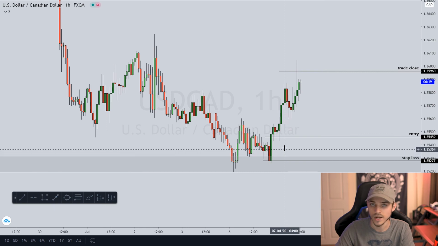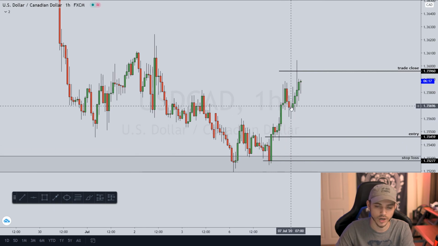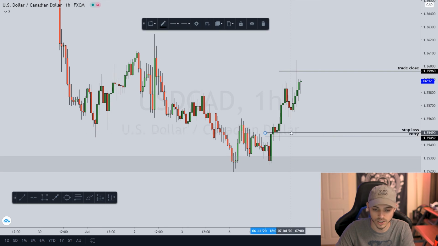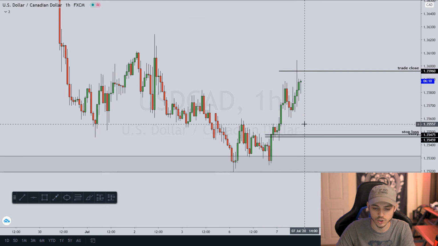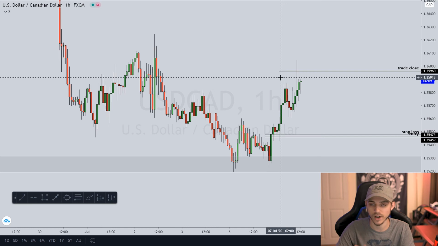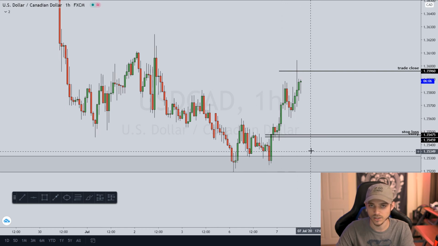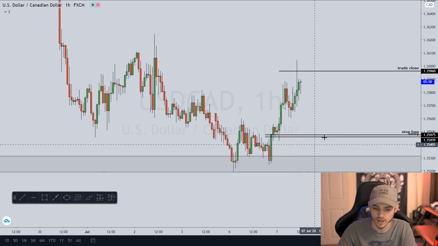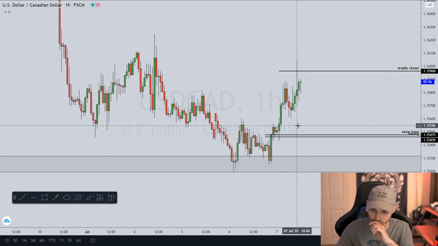Now, another thing to note is once my trades are usually about 20 to 25 pips in profit, I'll take my stop loss and I'll move it basically just above my entry. That way, if price does reverse and it hits my stop loss, I actually still make a little bit of money. So that way I don't actually lose the trade. I'll maybe make a couple dollars, maybe 20 bucks or something like that, depending on your stop loss and where you put it at.